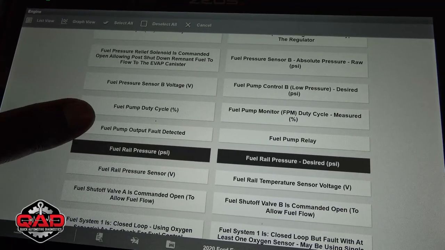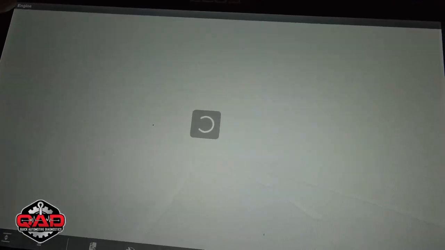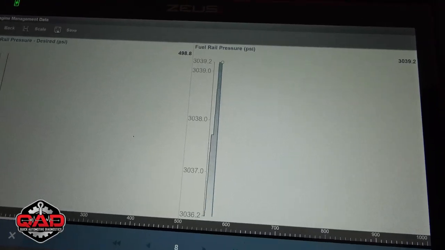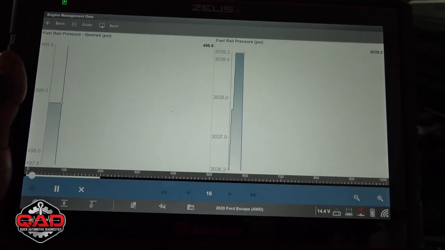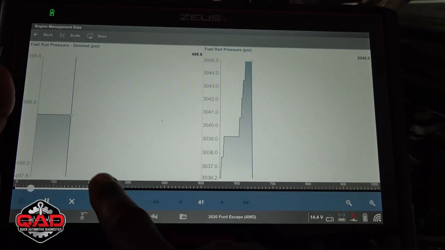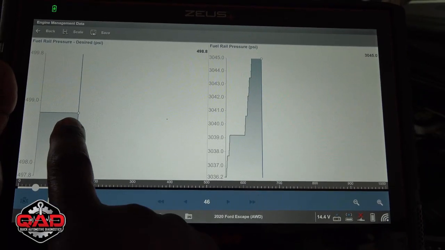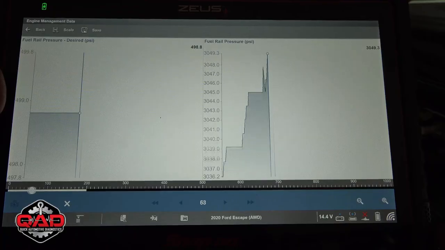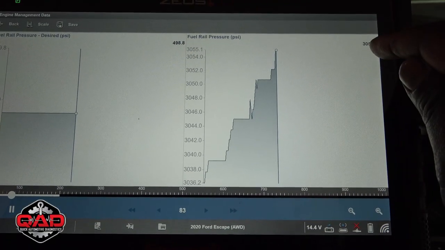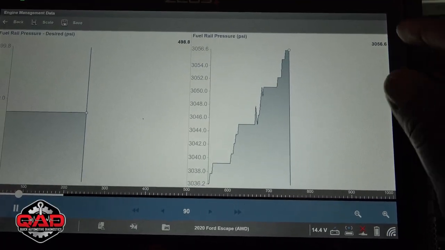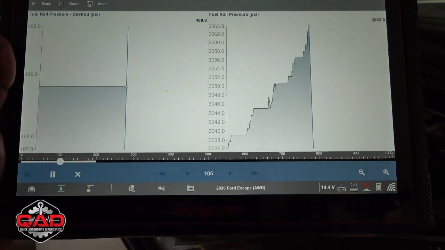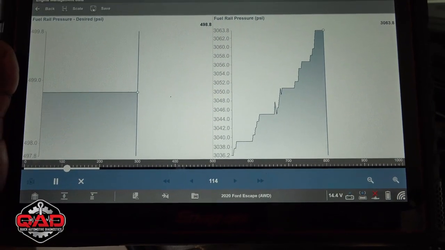Fuel pump output, we don't need that. Okay, as you can see, the desire pressure is sitting at 498 psi, and then the actual is around 3055 psi. Okay, so that is what you want to see, and in this case everything is good, everybody happy.